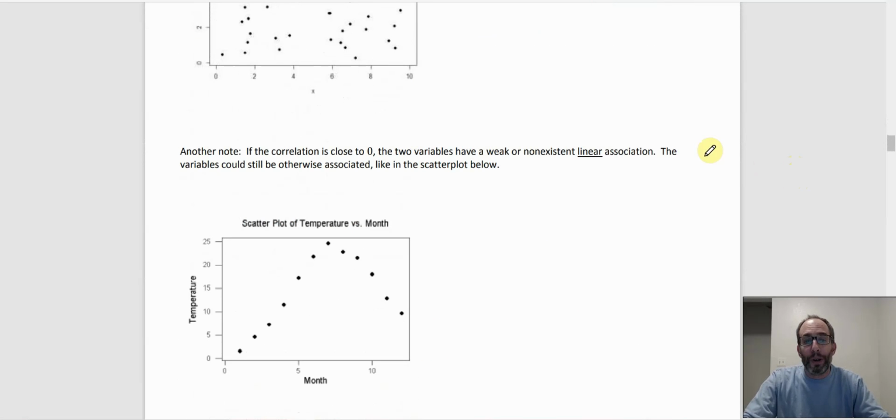Let's see. And here's the thing with the sine wave. If your correlation is close to zero, that means that the two variables have a weak or non-existent linear association. They could still have some kind of nonlinear association though.